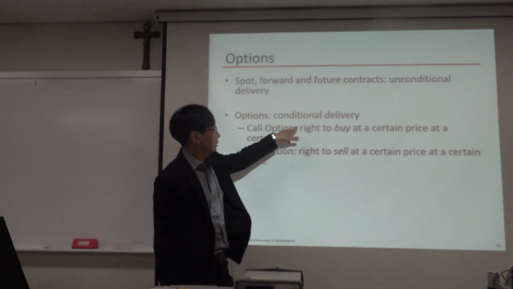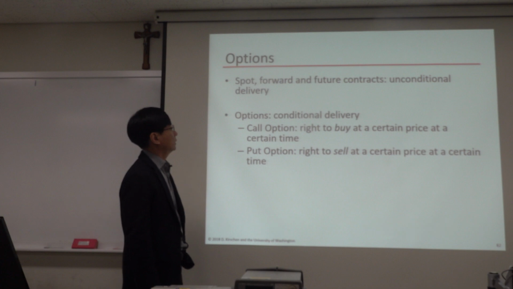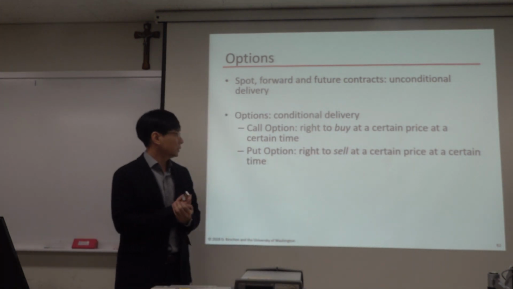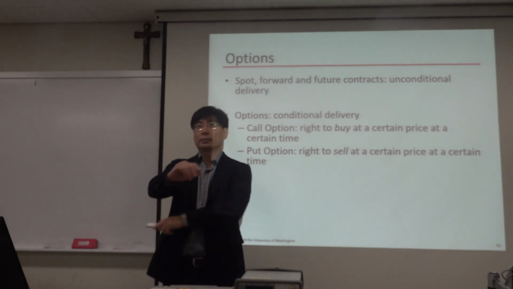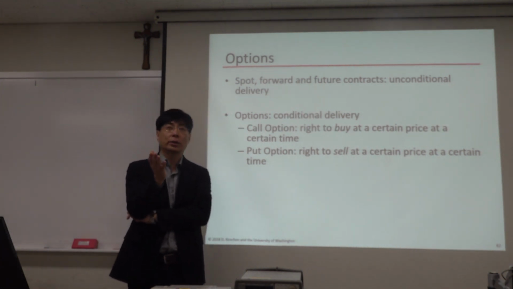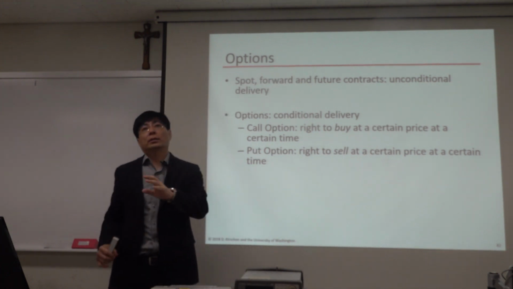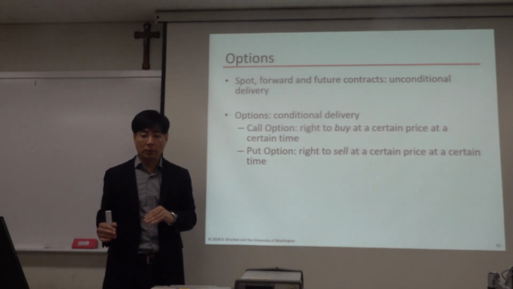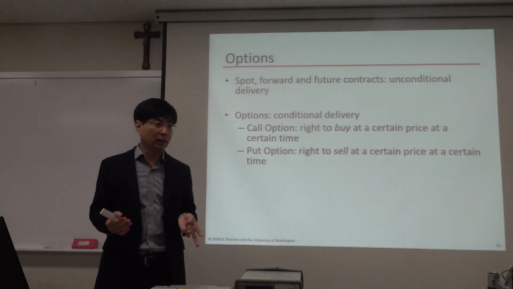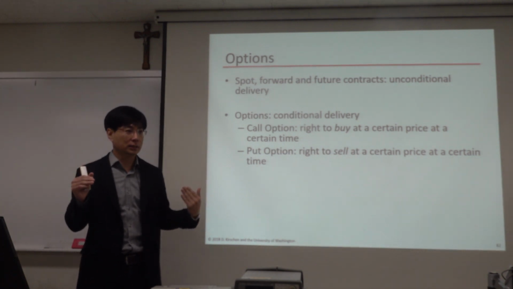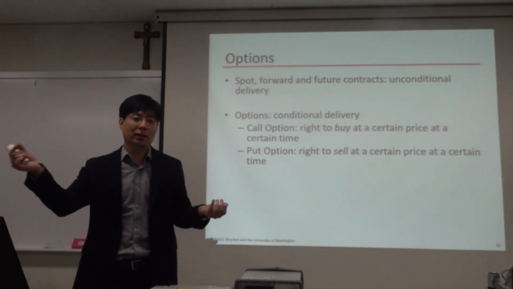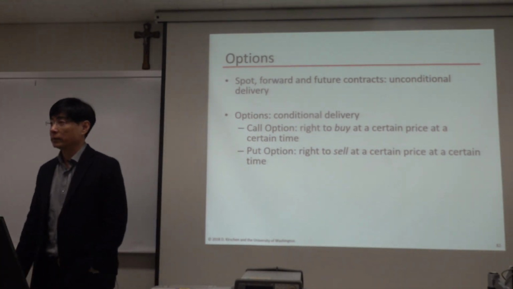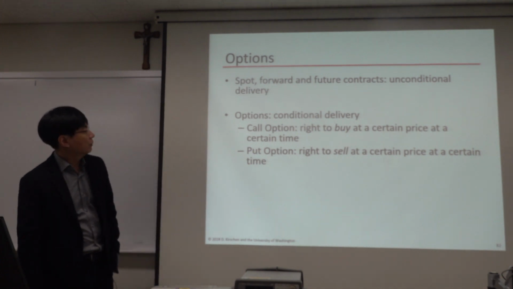So call option is a right to buy at a certain price at a certain time, and put option is a right to sell at a certain price at a certain time. So if you have a put option, you can sell it, for example, at $100. And on the date of delivery, you find that the price is $90, for example. Then you should exercise it, because you can sell it at a higher price. That means somebody must buy it at that price, right? You see what I'm saying? So we have a call option and put option.